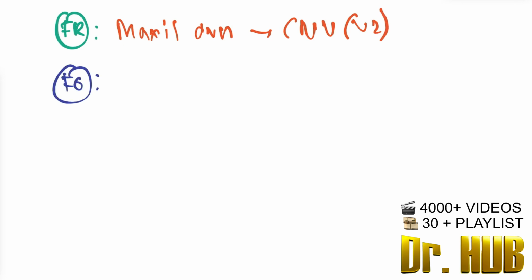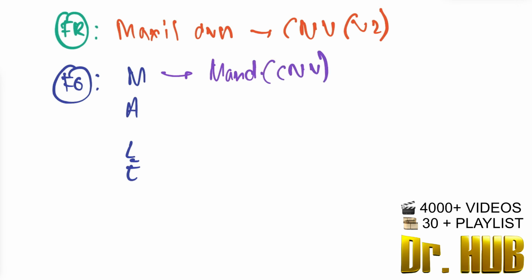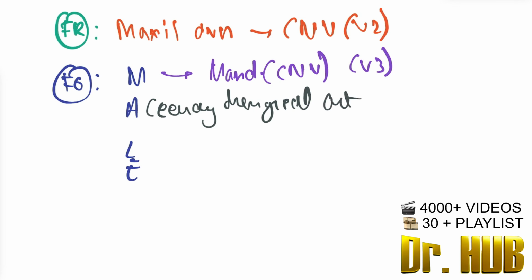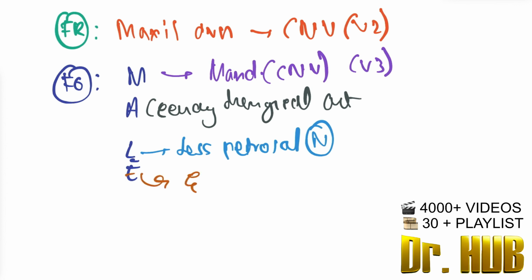The foramen ovale will have a structure, MALE. This is very important. M stands for the mandibular division of the cranial nerve 5, that is V3. Then A is the accessory meningeal artery, and L stands for the lesser petrosal nerve. And what is the E? E is for the emissary vein.